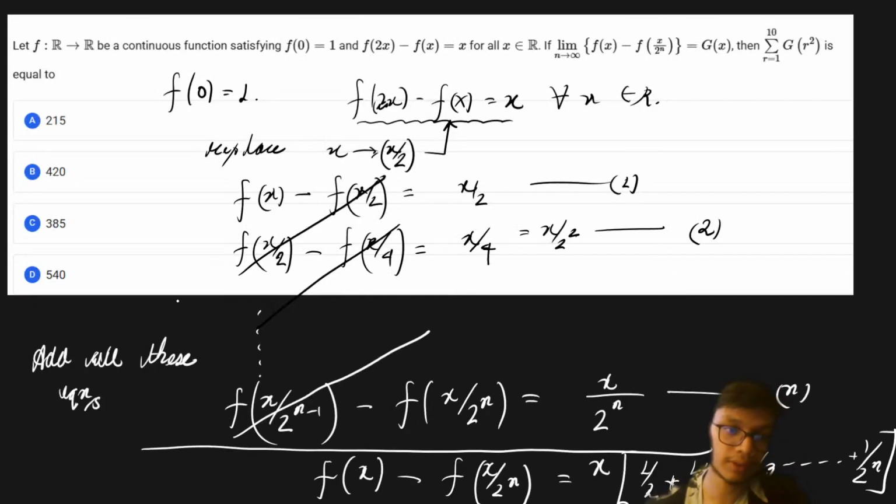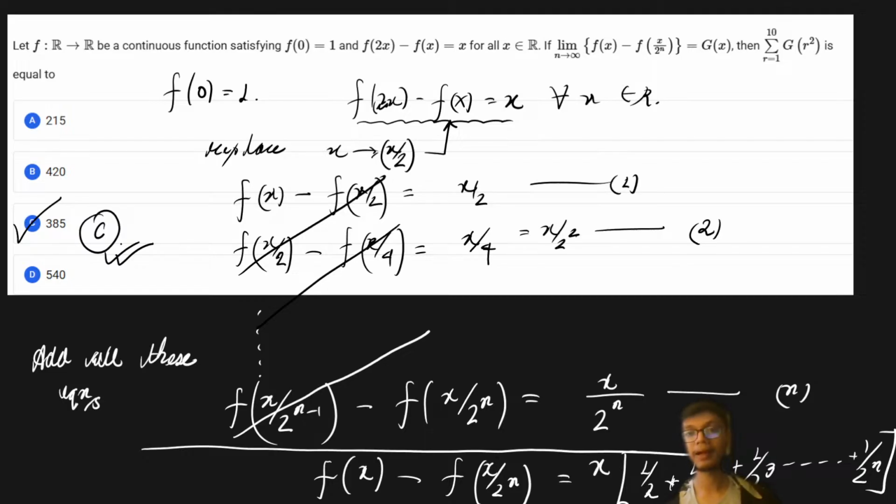So if you solve this, the right answer to this question is again option number C over here, which is 385. You can see this is a very simple problem. How did I manage to solve this problem in that particular sense?